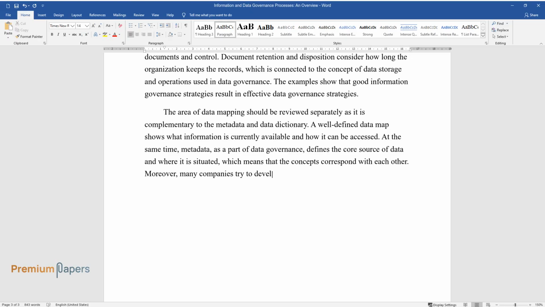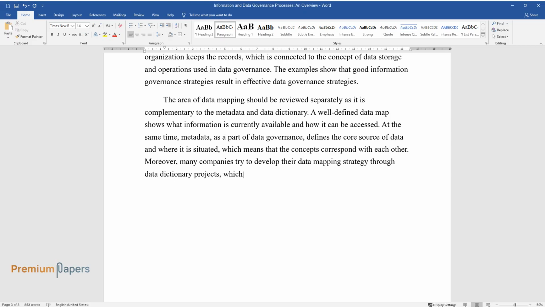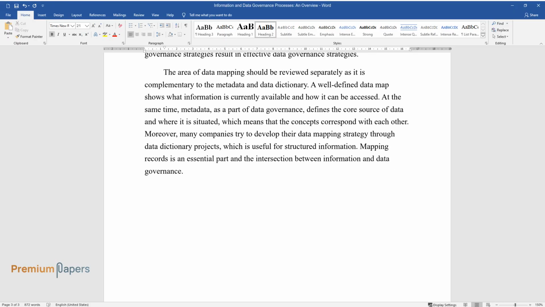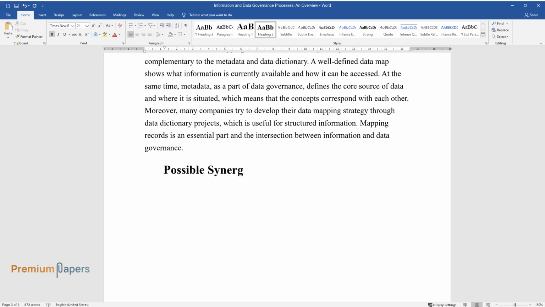Moreover, many companies try to develop their data mapping strategy through data dictionary projects, which is useful for structured information. Mapping records is an essential part in the intersection between information and data governance. Possible synergy between information and data governance.